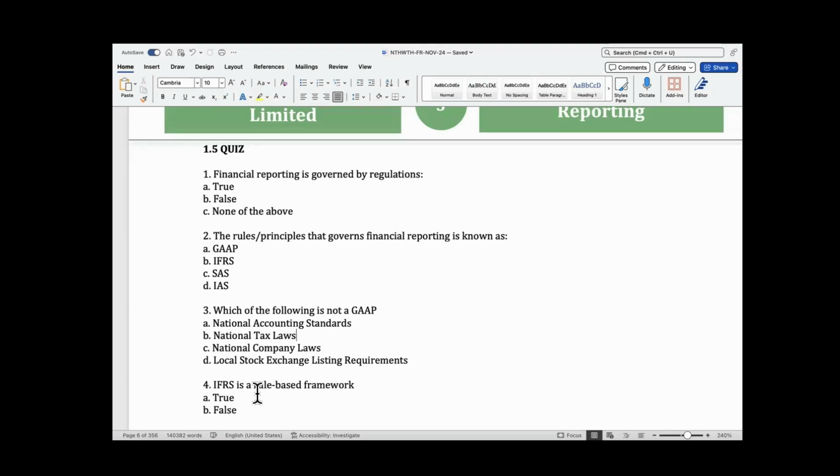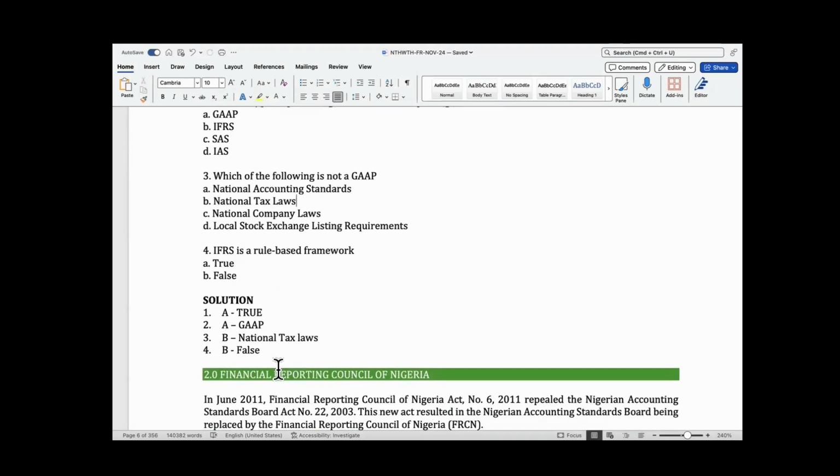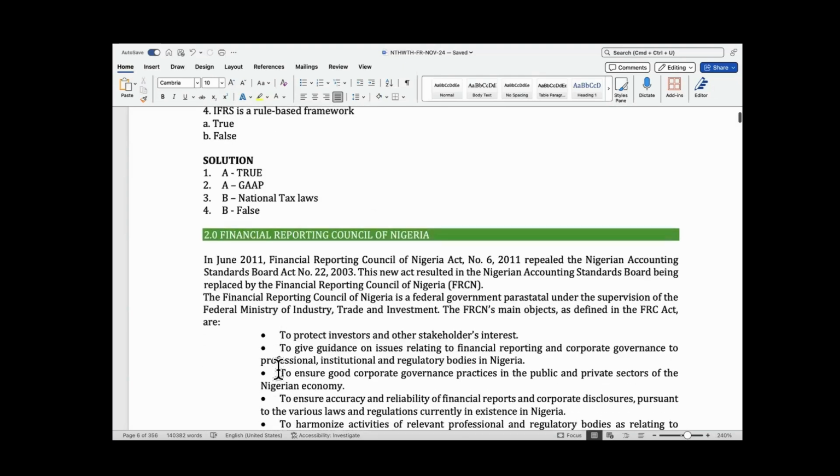So number 4, IFRS is a rule-based framework. A, true, B, false. False. Fantastic. Okay, so that means you are following. So I'll send it to you with the solution.